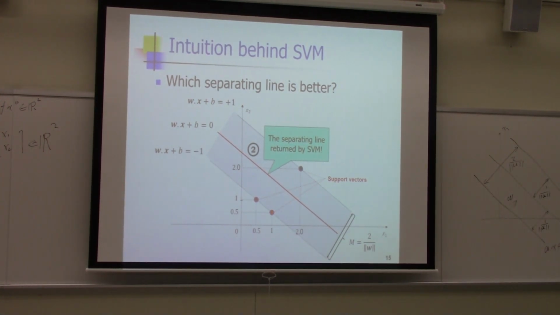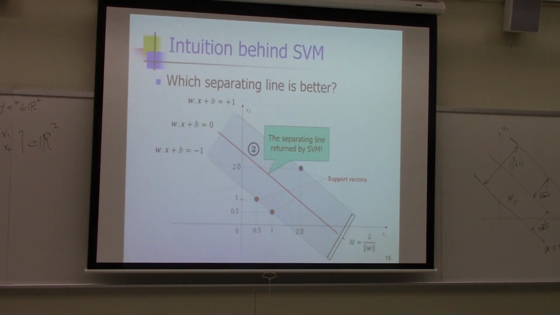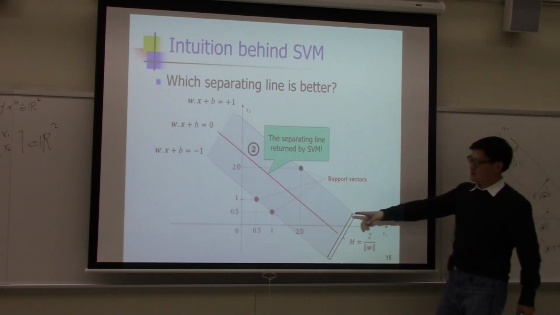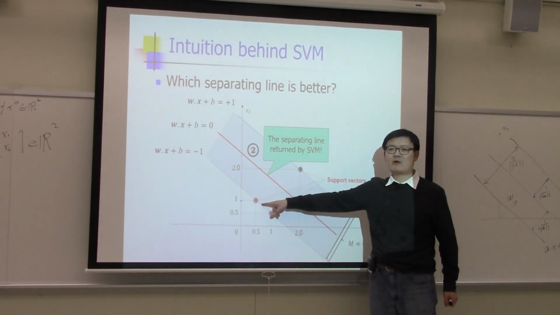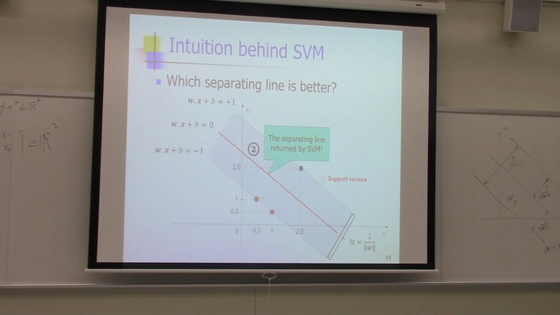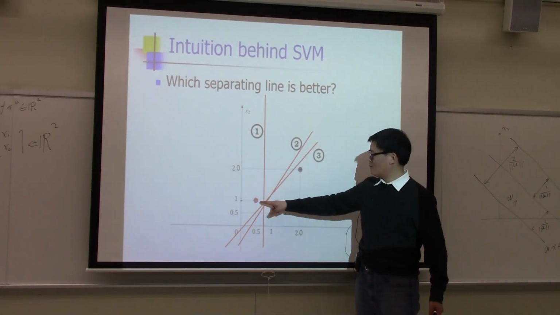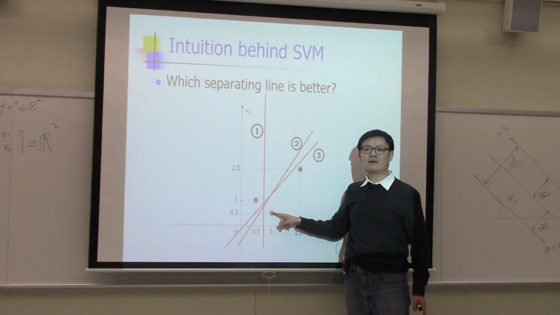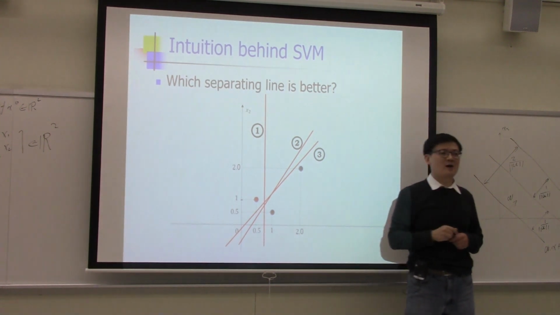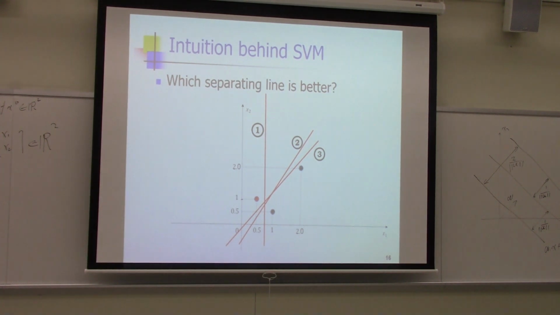Now another example. Tell me which one is the best. Compare with the previous one. Basically, I swap this point from the red class to the black class. So now we have 2 black points and 1 red point. In the previous example, we had 2 red points. Now I have 2 black. Tell me which one is the best? Line 2, right?